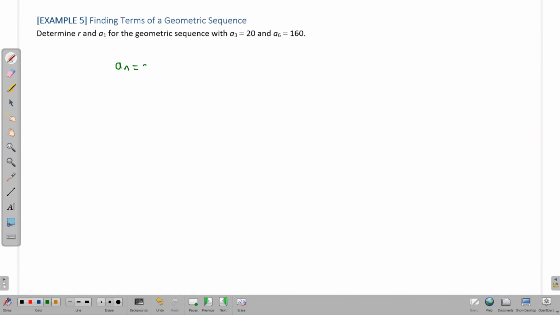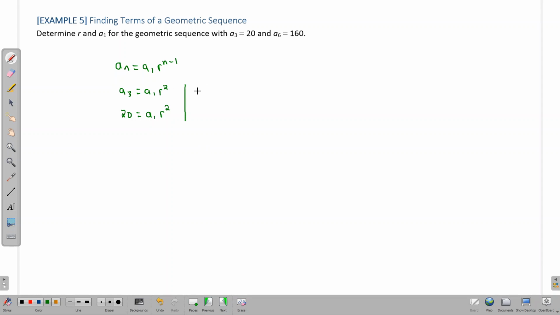A sub n is A1 r to the n minus 1. And if we're looking at the third term, that's going to be A1 r to the power, then, would be squared on that. Right? The power is always 1 less than the index. But we know the third term is really 20. So 20 is really A1 r squared. All right, that's one of our equations.